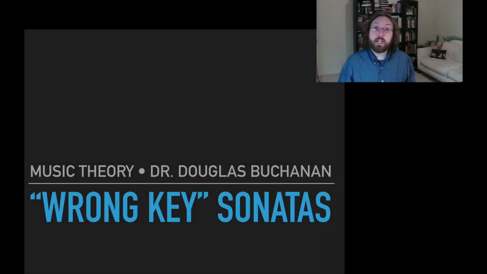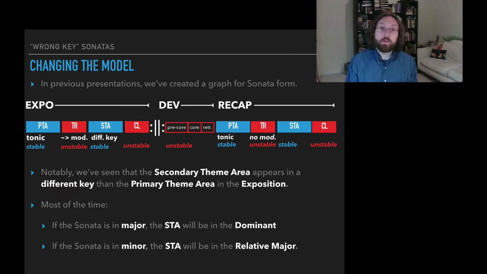In this presentation, we'll talk about wrong key sonatas. We've noted in previous presentations this graph that we've created of the sonata form. Notably, we've seen that the secondary theme area, when we're dealing with the exposition, will always appear in a different key than the primary theme area.